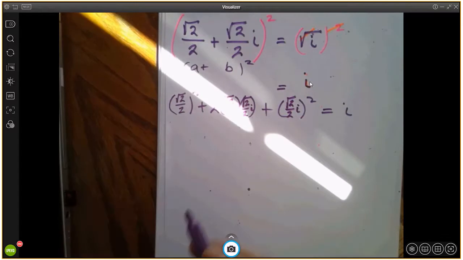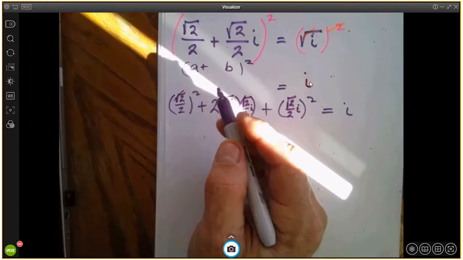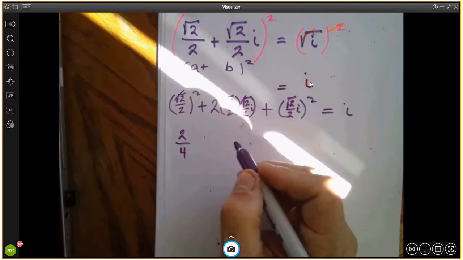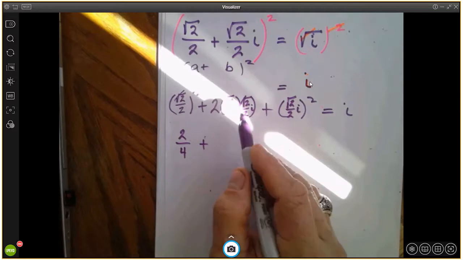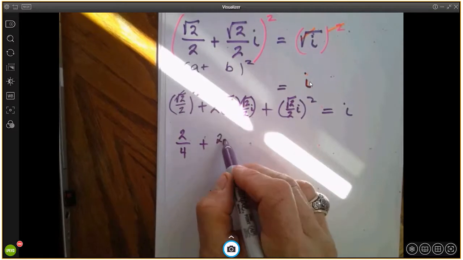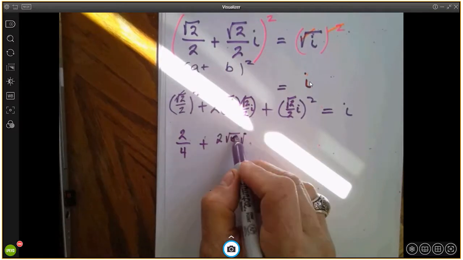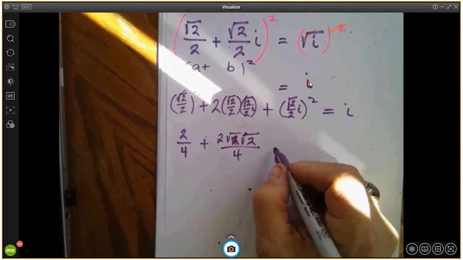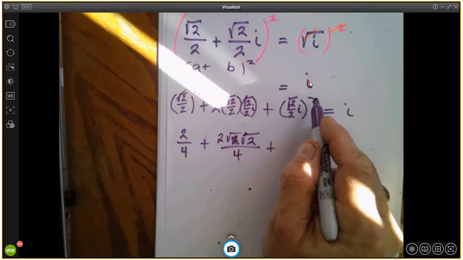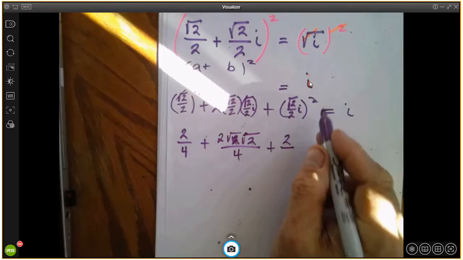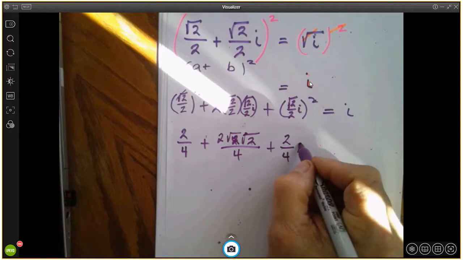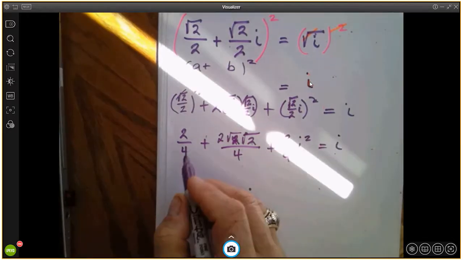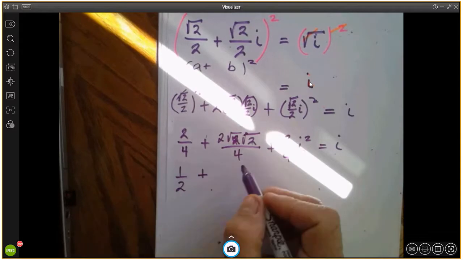And when you square this, you're going to knock that out, and that's going to give you 2 over 4 plus, I'm going to write everything out so you can see what's going on. 2 square root of 4, square root of 2, square root of 2 over 4 plus square root of 2 squared is 2. 2 squared is 4. I squared is I squared. Okay, this reduces down to 1/2. This reduces down to 1/2.